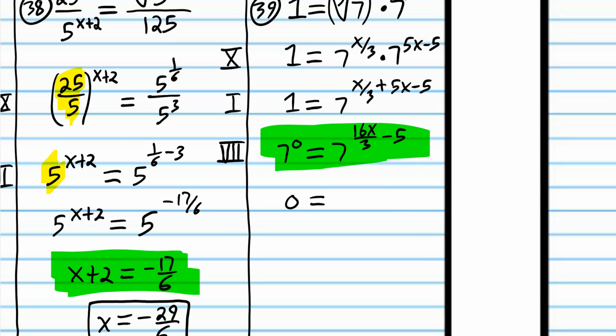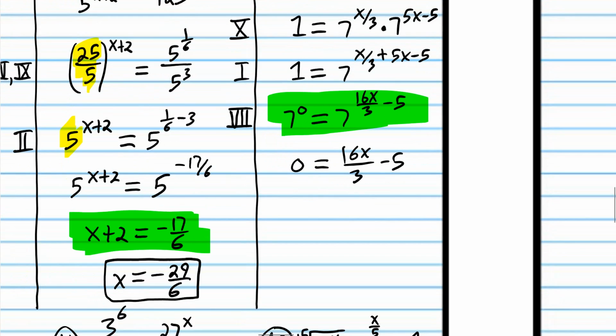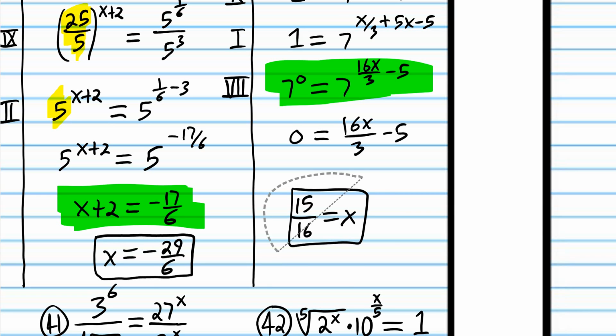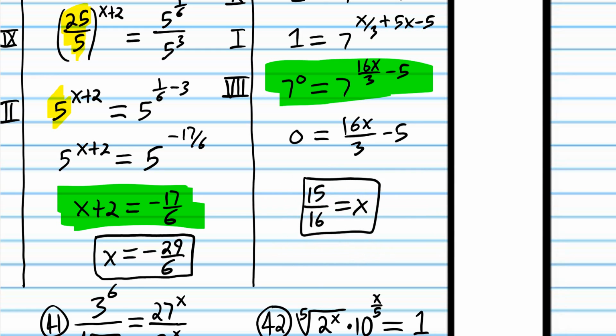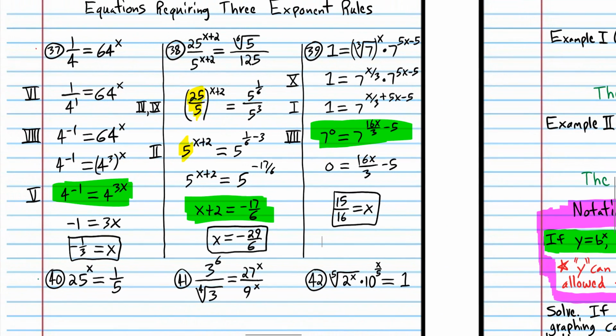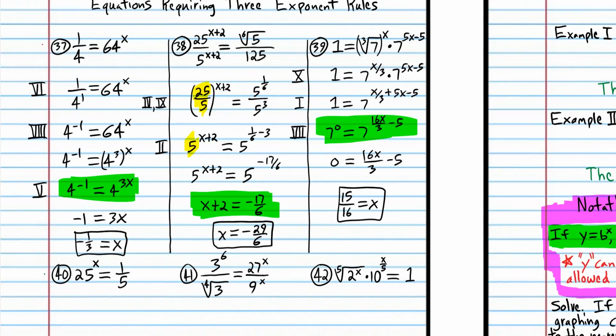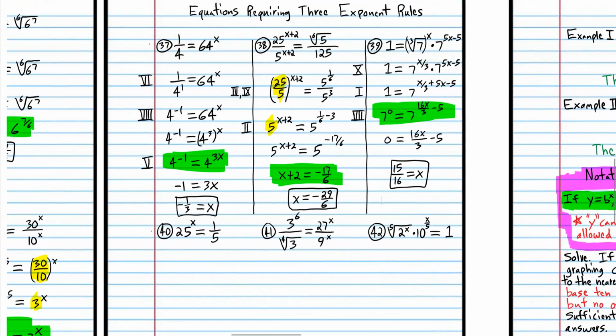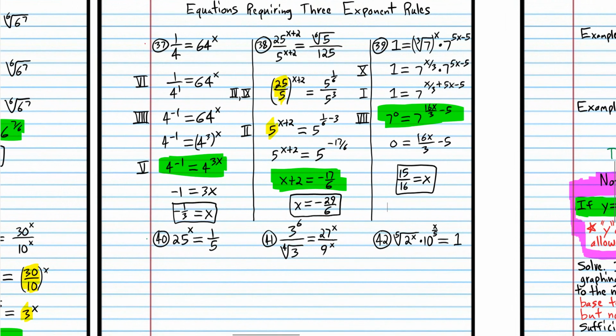0 is equal to 16x over 3 minus 5. And that's going to be 15 over 16. So these are problems that require 3 rules. Notice we use 3 rules in all these problems. So I want you to try number 40. Use number 37 to help you, and when you come back, we'll do it together.